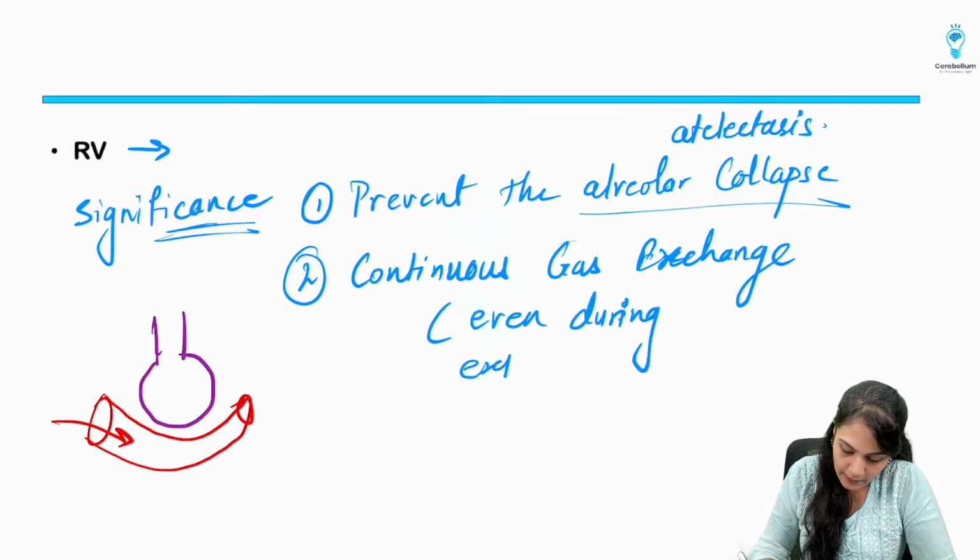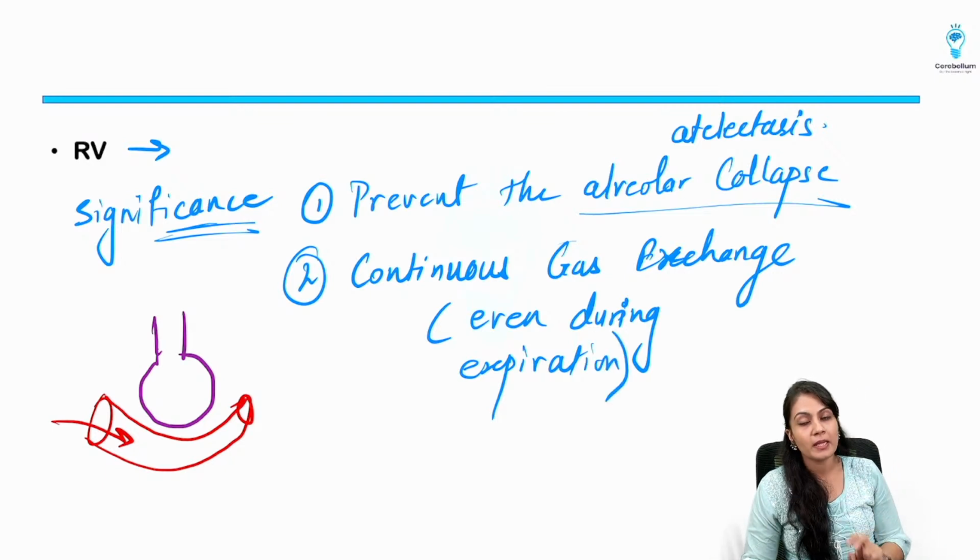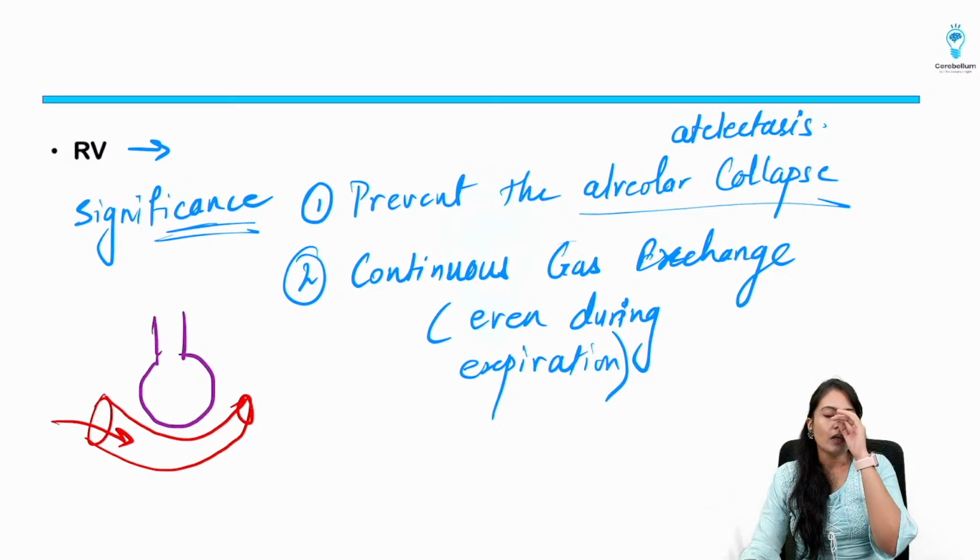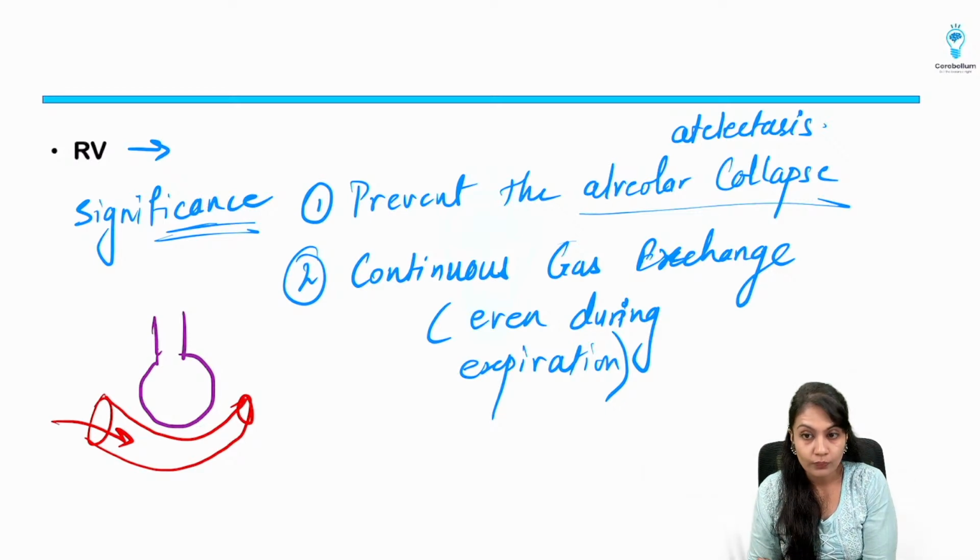Continuous gas exchange means even during expiration, the gas exchange, that is the exchange of oxygen and carbon dioxide, continues. Okay, so two main significance. They can ask you about the cause of the residual volume also. I don't have time, otherwise I would have discussed that too.